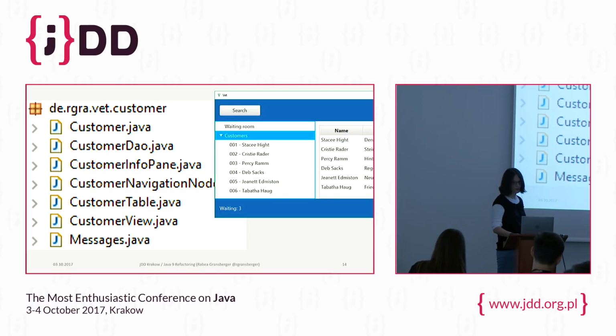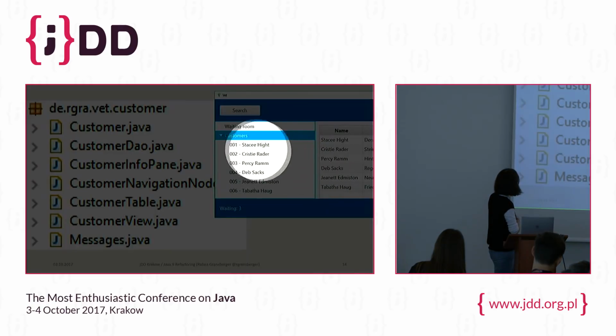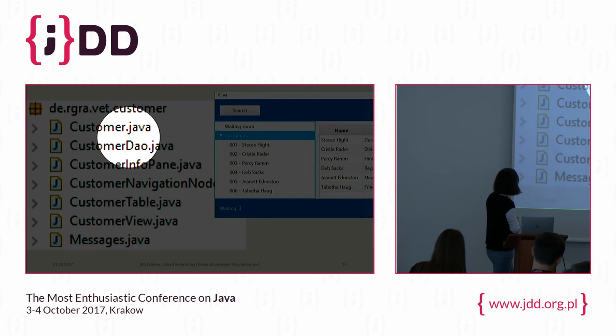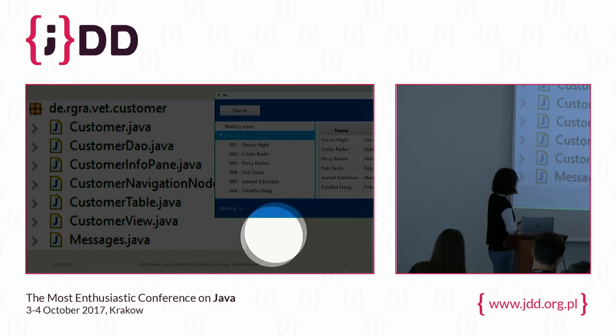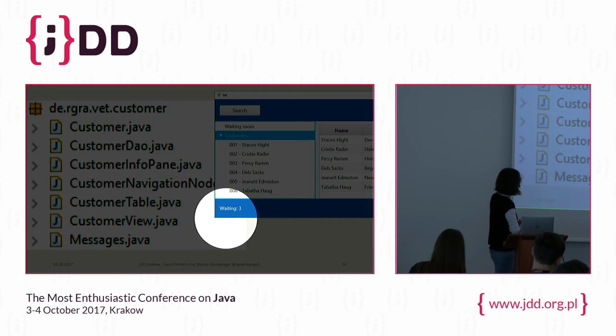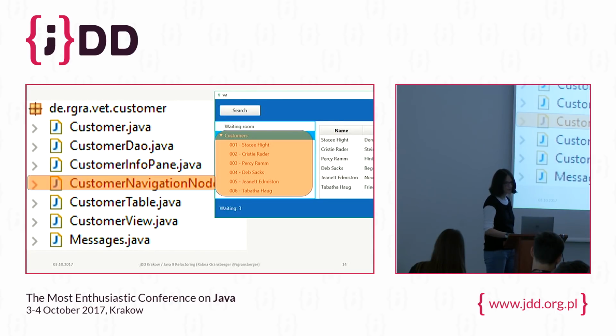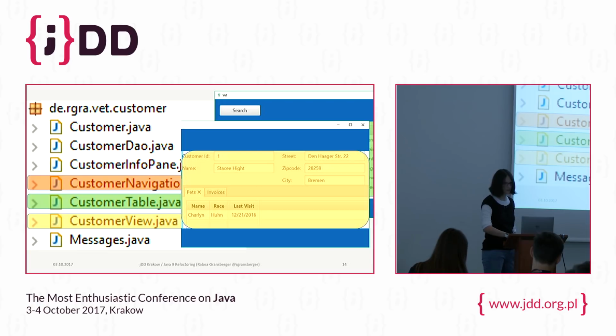So if we have a look at how the classes look like, those are the main entity classes over here. We have the customer class, we have the data access object class, and we have some messages class over here to actually do the translation. So this application is available in English and in German. And then we have the UI parts. First of all, we have a navigation node, which you can see on the right-hand side. Then we have the customer table, which you can see on the right-hand side. And then we have the customer view. So this is the view of the customer with the pets and the invoices.